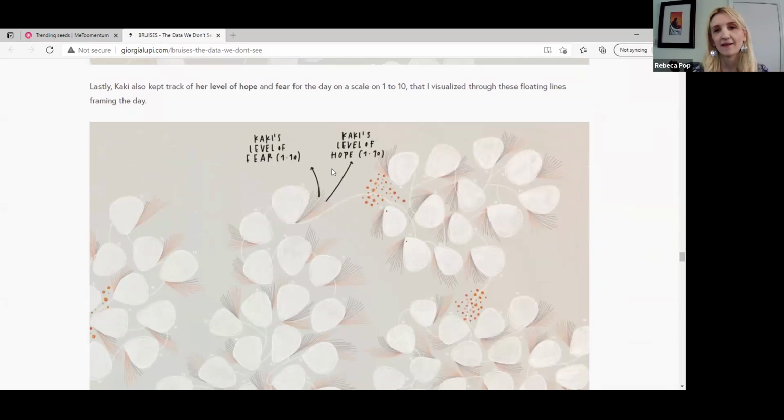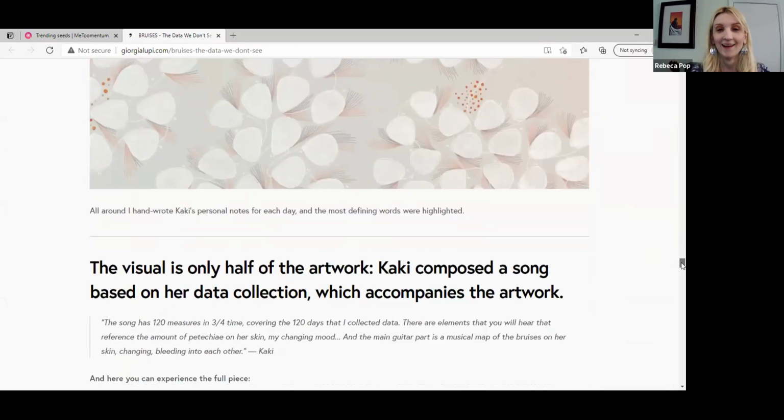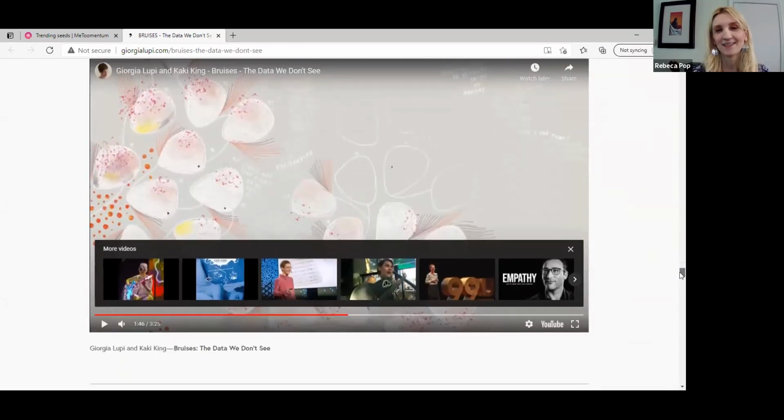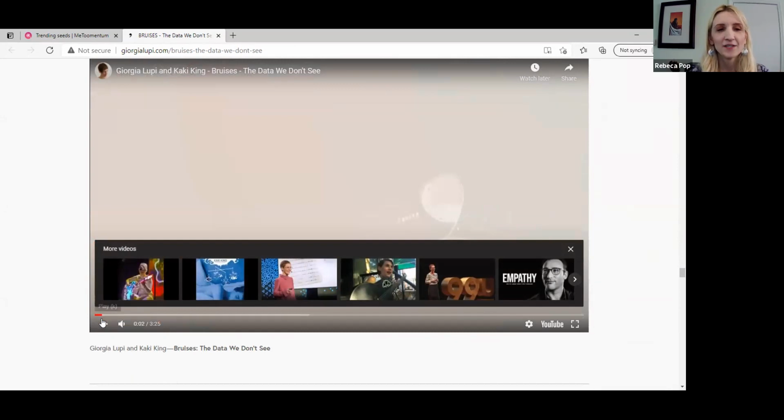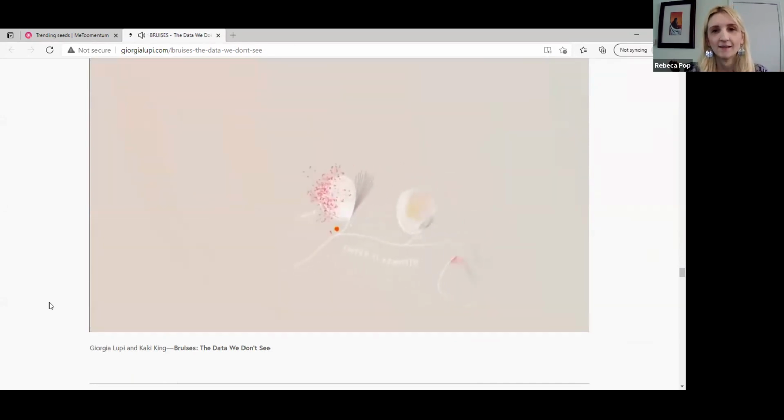And then level of fear versus level of hope, color-coded in this purple versus pink, just lines next to the flowers. So in the end, of course, this is a lot to read and a lot of data points and a lot of data encoding, but it's a video, and I'll play just the first few seconds of it to get an idea.